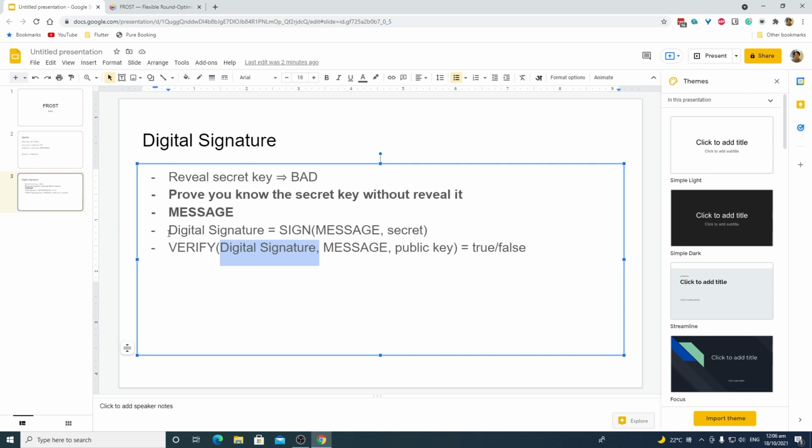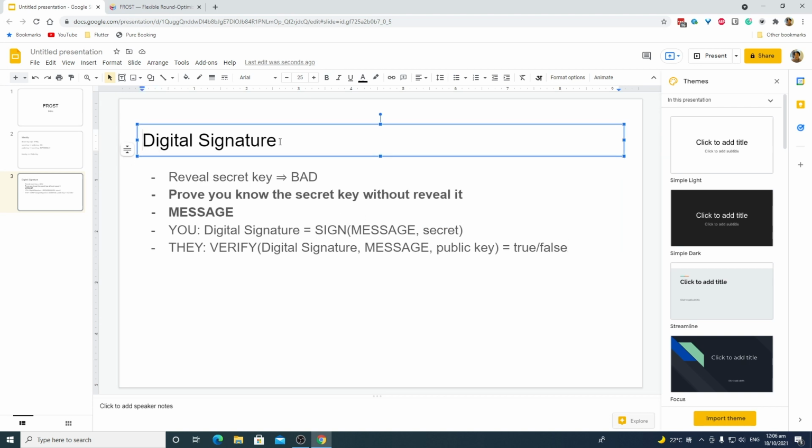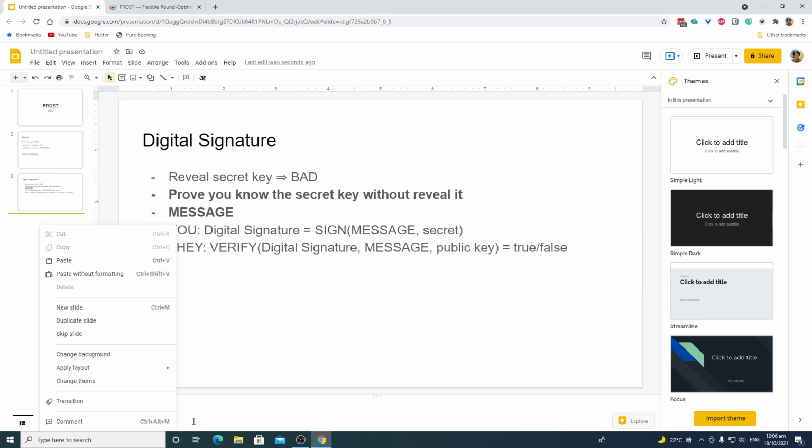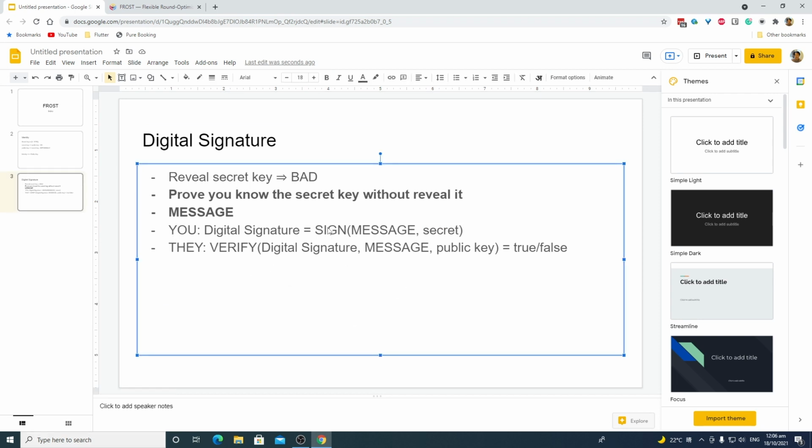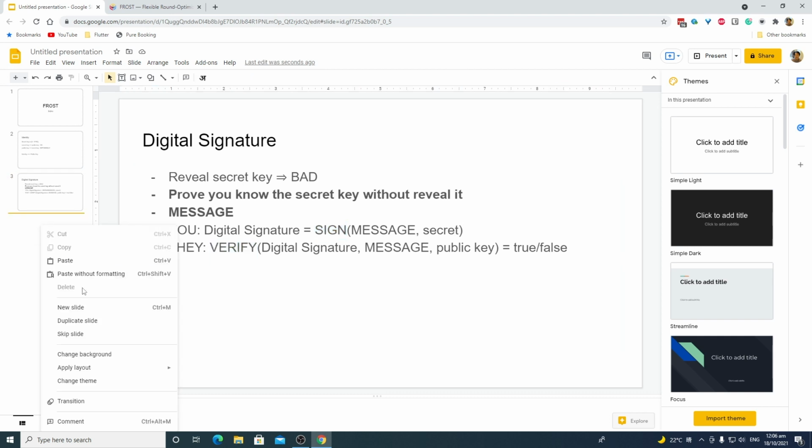And obviously we have to add one thing, which is that getting the digital signature will not allow the recipient, that's the second person, you do that, and they do that, right? They verify. So the person who receives the digital signature and the message, and knows your public key, should not be able to figure out the secret. So there's a zero knowledge aspect to it. So that's the point of a digital signature.